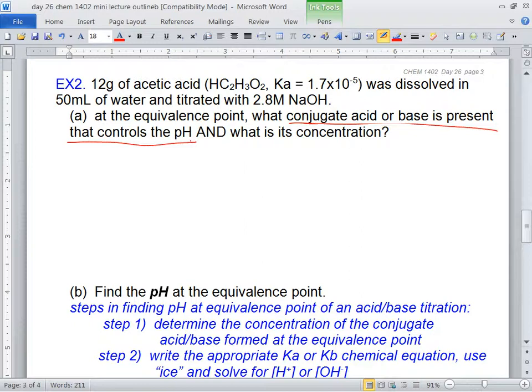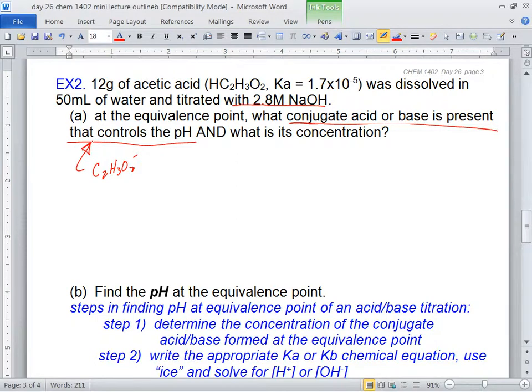Definitely it's going to be a base because you're titrating with a base. Good. What would be its formula? C2. Perfect. C2H3O2 minus. That's the answer to that part.